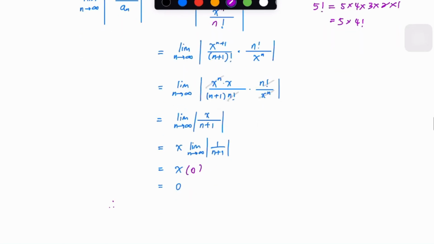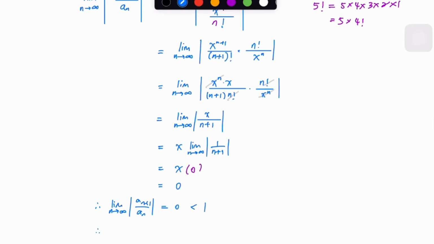Conclusion: because this is 0, the limit where n goes to infinity of a_(n+1) over a_n is equal to 0, which is less than 1. So by the theorem that you see over there, by the test, this one will converge. The sum from r equals 0 to infinity of x^r over r factorial.